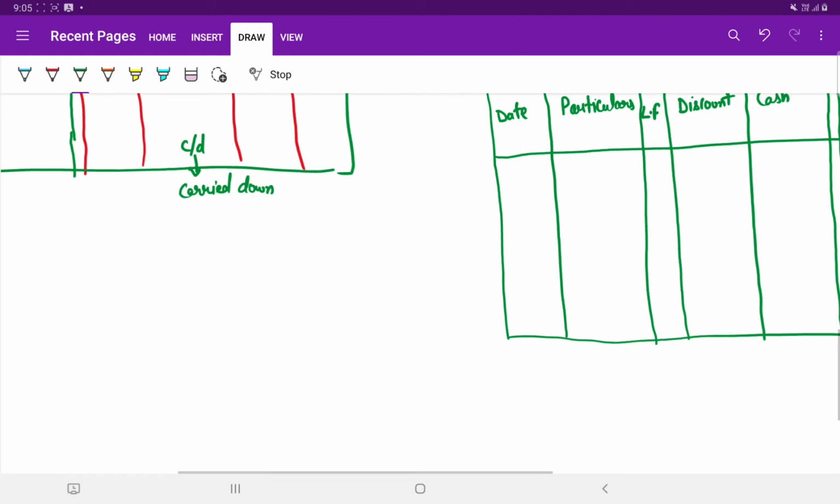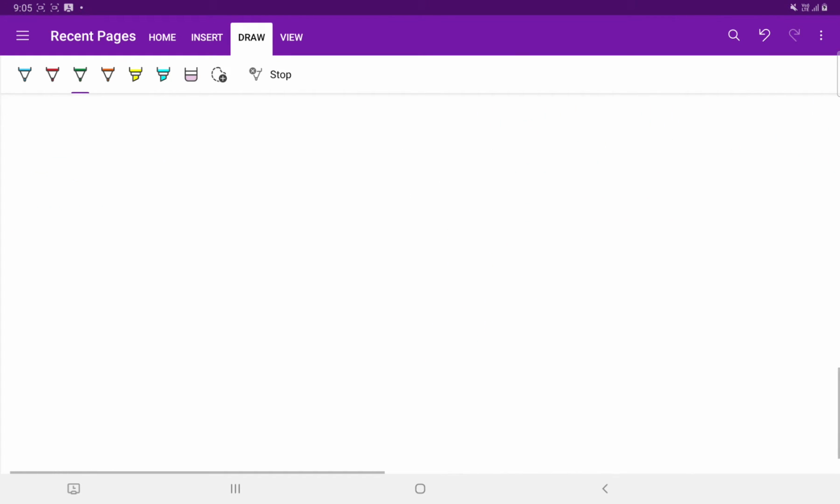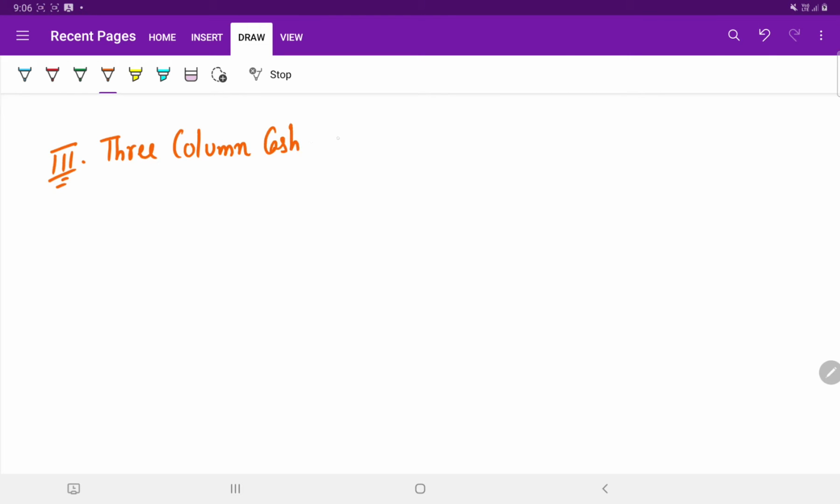Now we shall be proceeding to another type of cash book that is known as a 3-column cash book, or a triple column cash book. So what is a 3-column cash book? We are going to study. It is a popular form of the cash book. In this type of cash book, the following 3 columns are to be provided on each side, on the debit as well as on the credit side. So now let us see what these columns are.